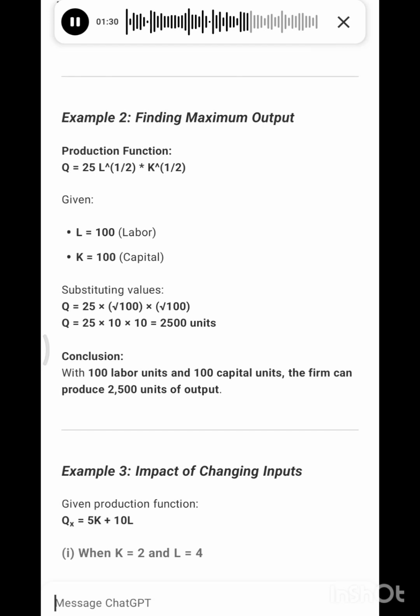Example 3. Impact of changing inputs. Given production function, Q equals 5K plus 10L. When K equals 2 and L equals 4, Q equals 5 times 2 plus 10 times 4. Q equals 10 plus 40, which is 50 units.